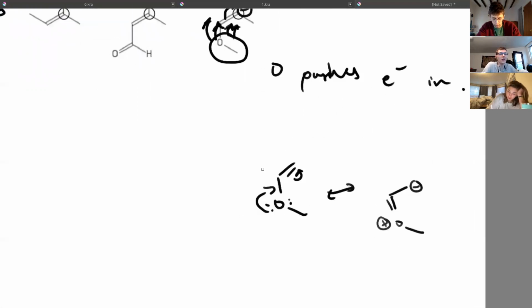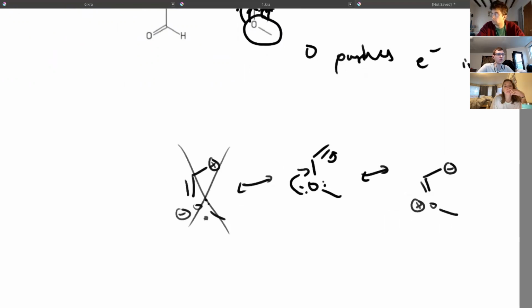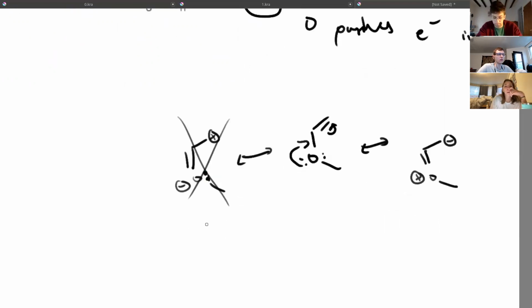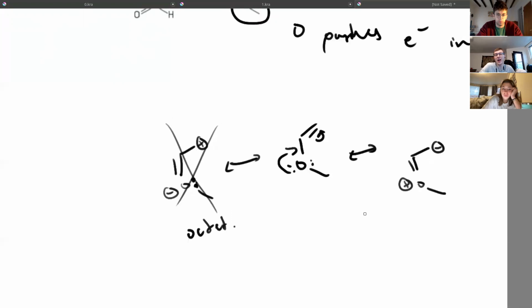On the other hand, if we were to write, let's see, well, we can't even write this structure because of the octet rule. This structure can't even happen. Okay, okay. Yeah. So it's just the fact that it has those extra electrons that it can donate.